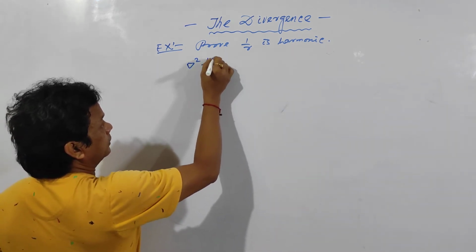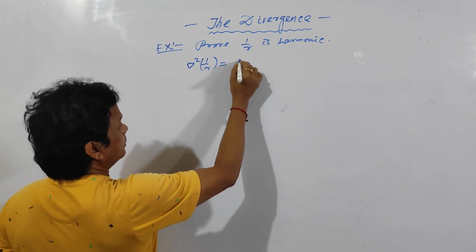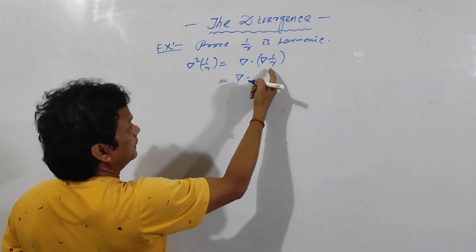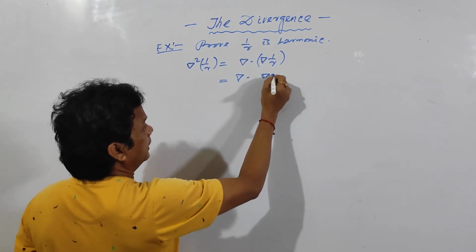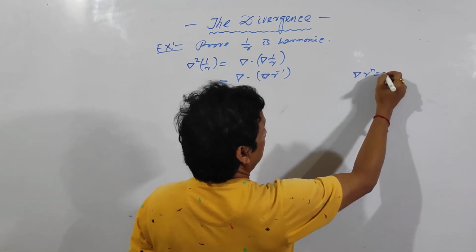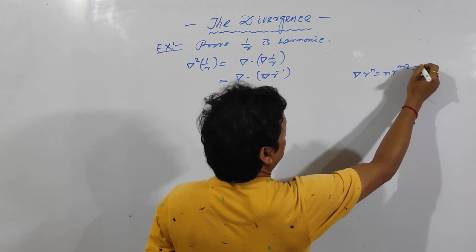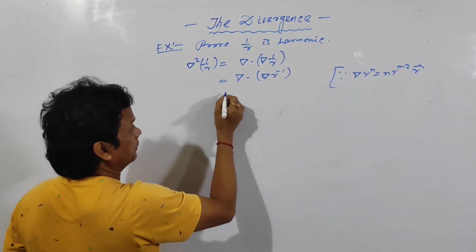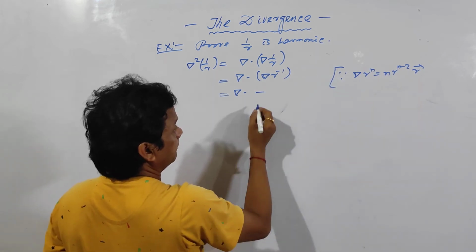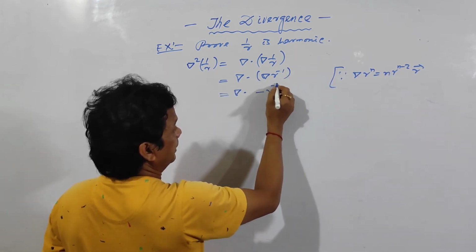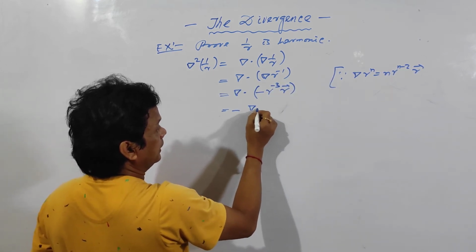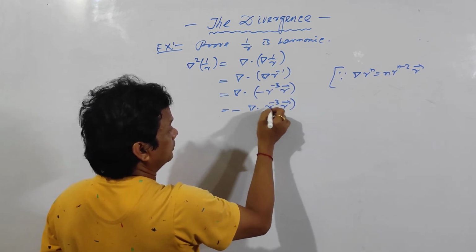Grad square 1 by r. That means what is grad square? Del dot del of 1 by r. That means del dot, take r to the power r to numerator, del of r to the power minus 1. And already we know del r to the power n is equal to n into r to the power n minus 2 into r vector. So apply this formula. Del dot, here n is minus 1, so minus r to the power minus 1 minus 2, it is minus 3 into r vector. So take minus 2 outside. Del dot r to the power minus 3 into r vector.